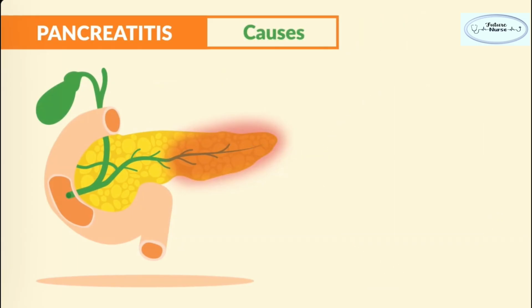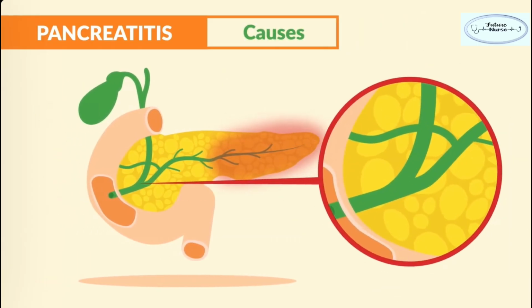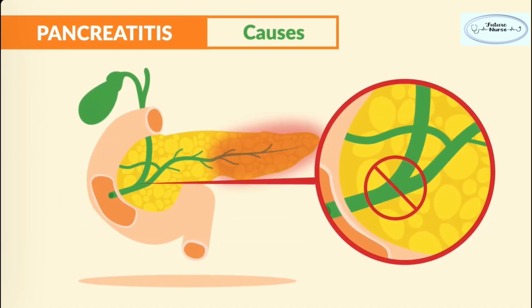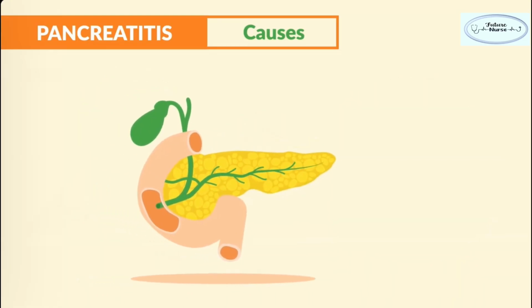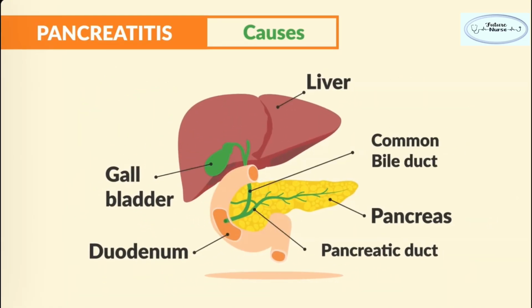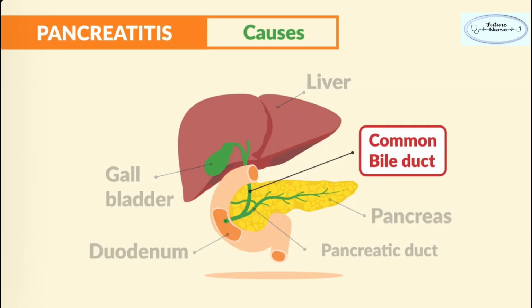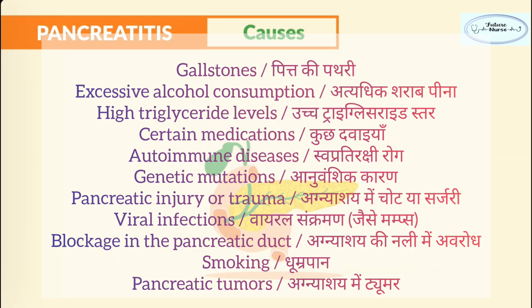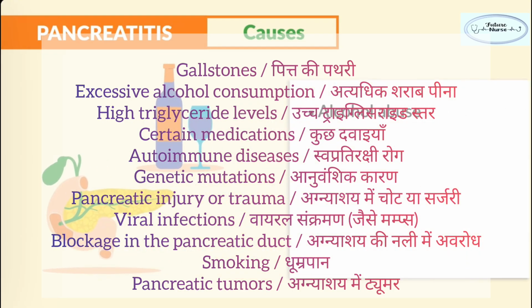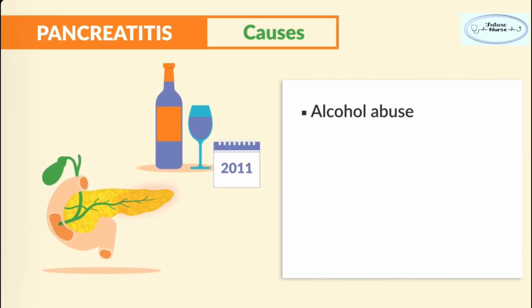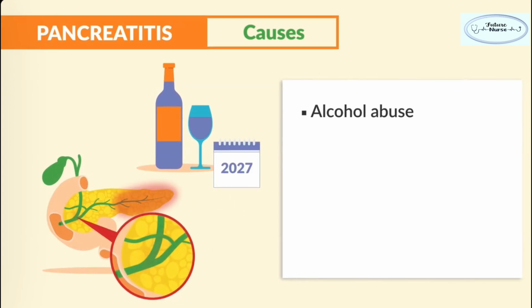Now, the causes are very simple. Again, think anything that can block this little tiny pancreatic duct. As you can see, we have a lot of organs closely fitted together here, kind of like an apartment complex. They all share this common bile duct, which branches off into the pancreatic duct here. So, a common cause is alcohol abuse from years and years of inflammation, which ends up inflaming the little duct and occluding it, or basically blocking it.